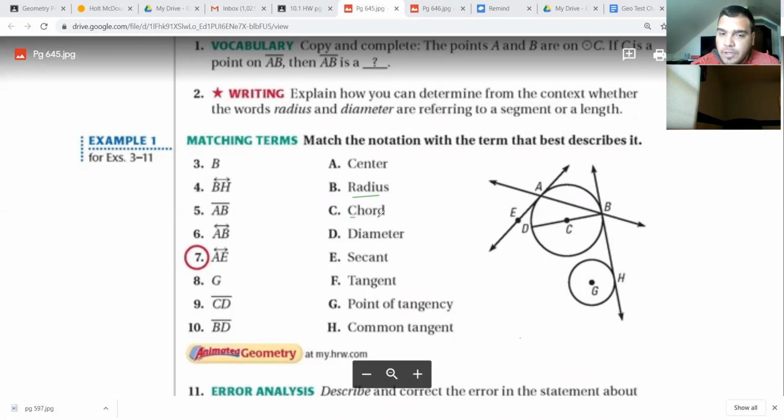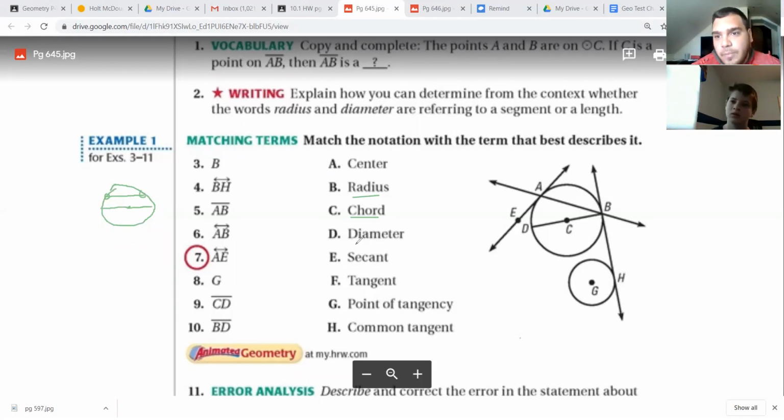Chord is a new word. Chord is when you have a circle and you just have a line that goes from one edge to the other edge, or ends at the edge of the circle. And particularly, if it goes through the center, we call that one a diameter. So a diameter is a special type of chord. But chord, by definition, is just a line hitting the edge on both sides. So it's like a line inside the circle, essentially.